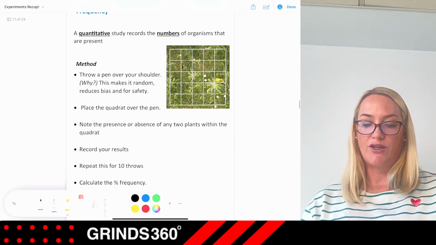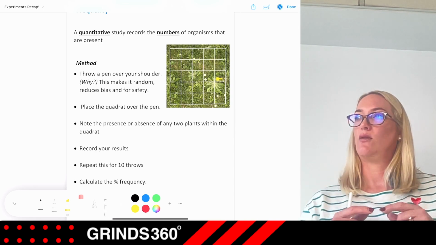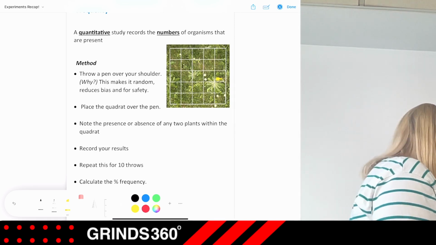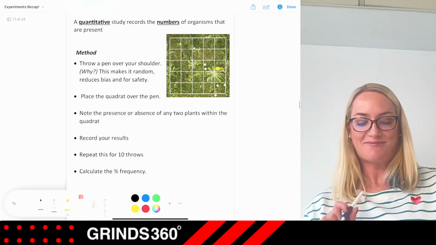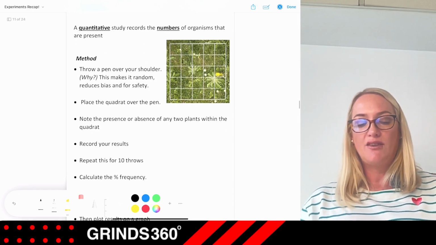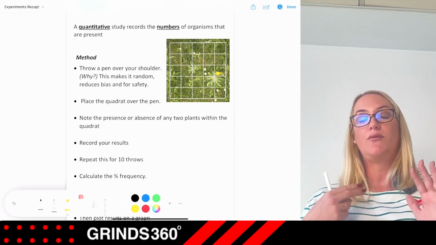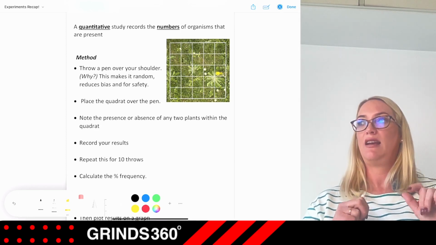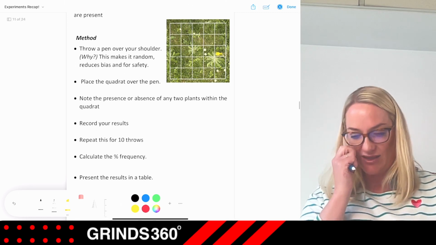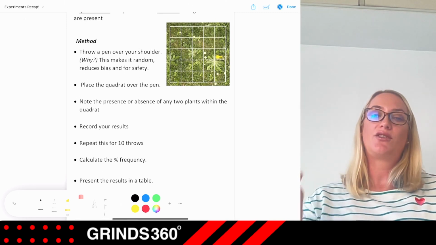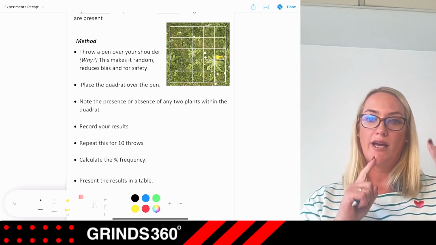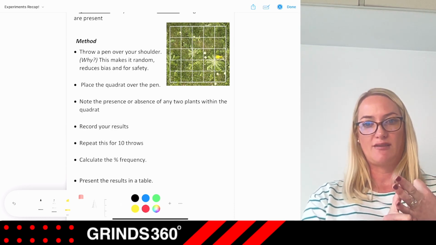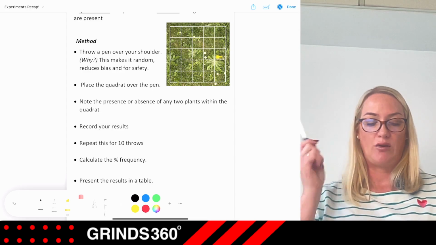So with your quadrat, it doesn't matter if it's a gridded quadrat or just a normal metal quadrat. So what are we going to do? I would tell my students, I want at least 7 points for this. So the first thing you're going to do is throw a pen over your shoulder. Why? It's random, for safety, and it reduces bias. So there will be a mark for that, throwing the pen over the shoulder.